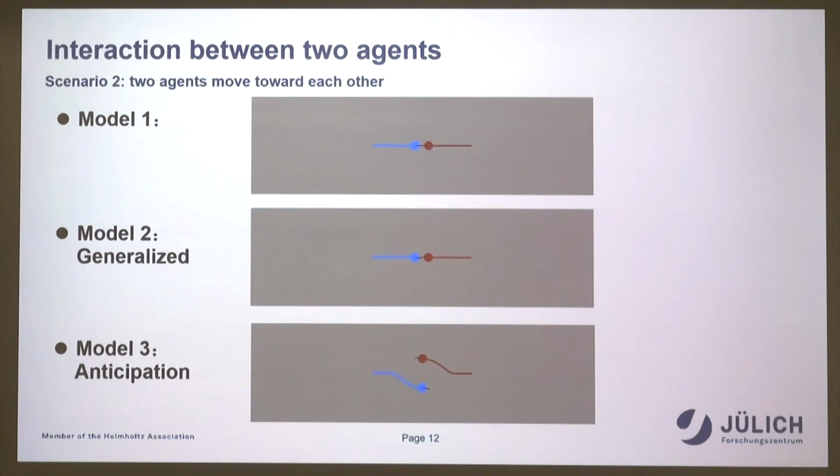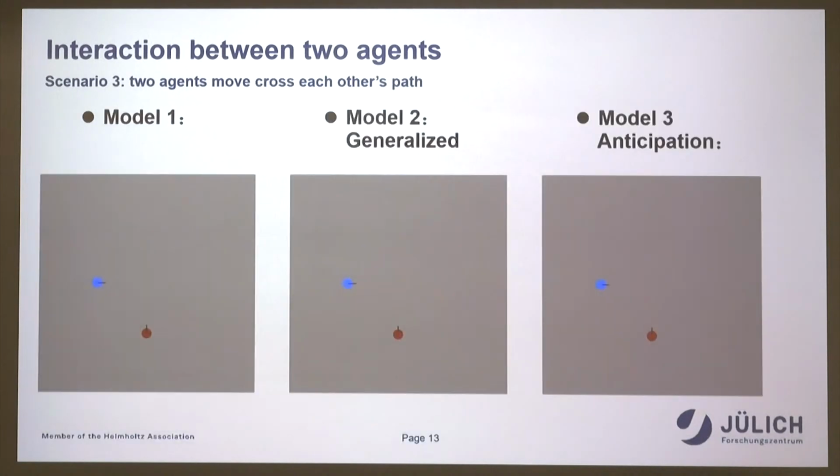And now is the result of scenario 2. Also in model 2 and model 3, these two agents avoid each other, and with anticipation, this avoidance happens earlier. In the last scenario, we can only see the cross path in model 3. These two agents cross each other and move to their target.